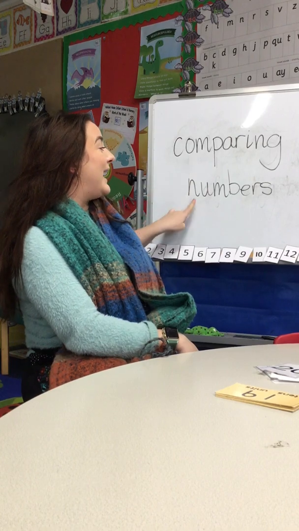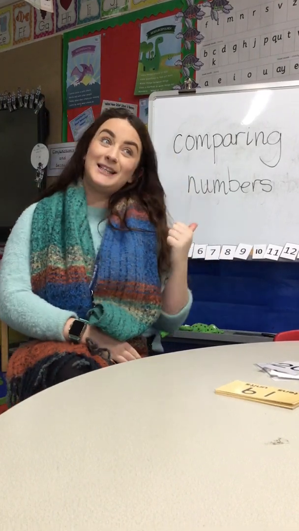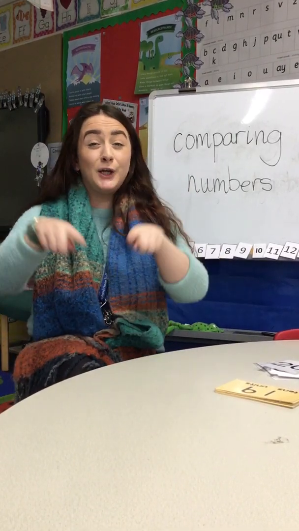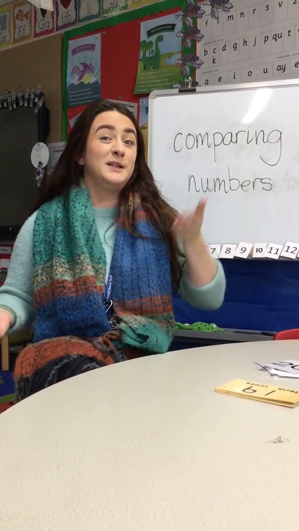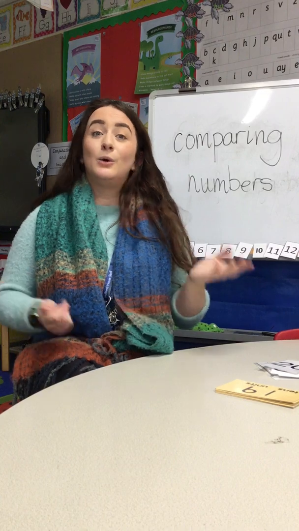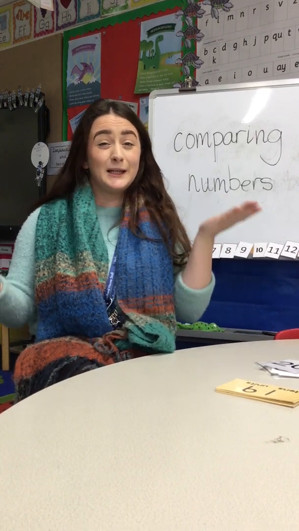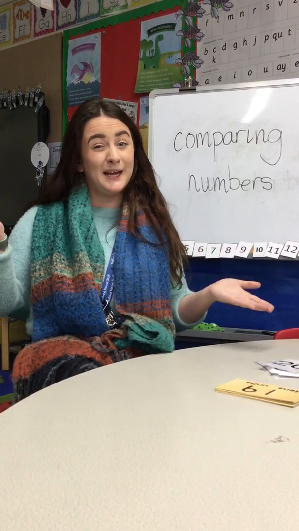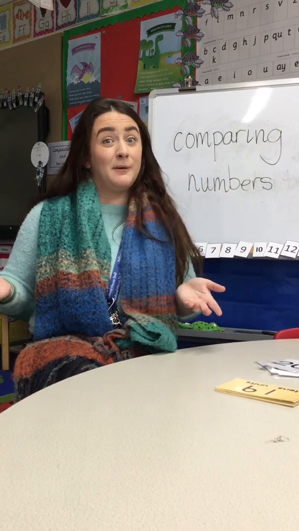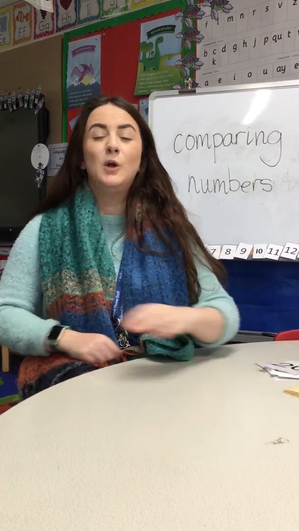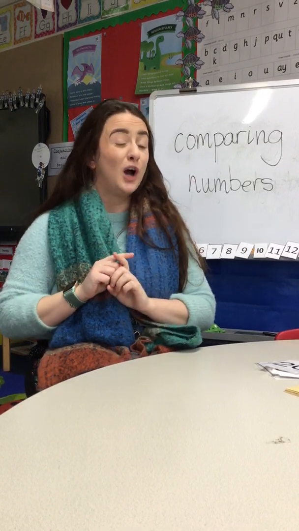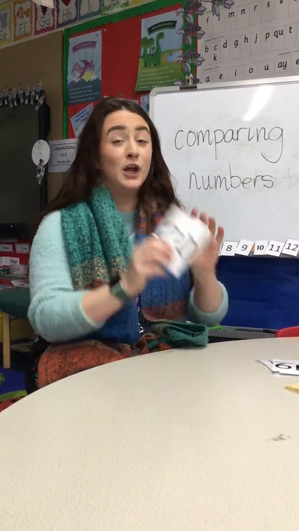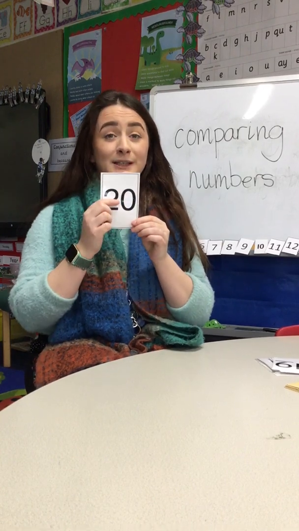We are doing comparing numbers this time. Yesterday, we had a look at comparing groups of objects, and we decided if there was more than, less than, or equal to, we decided to compare the groups and see which one was bigger or smaller, or whether they were the same. Now today, we are doing something similar, except we're not comparing objects this time. We're comparing numbers, the numerals this time.